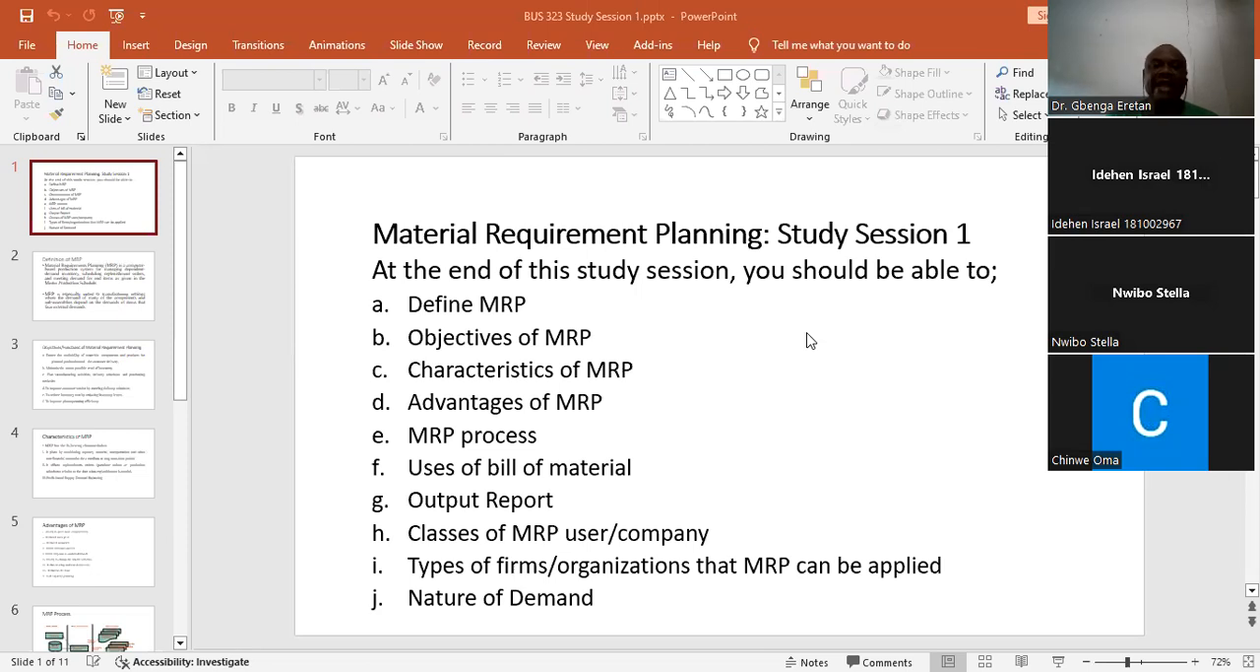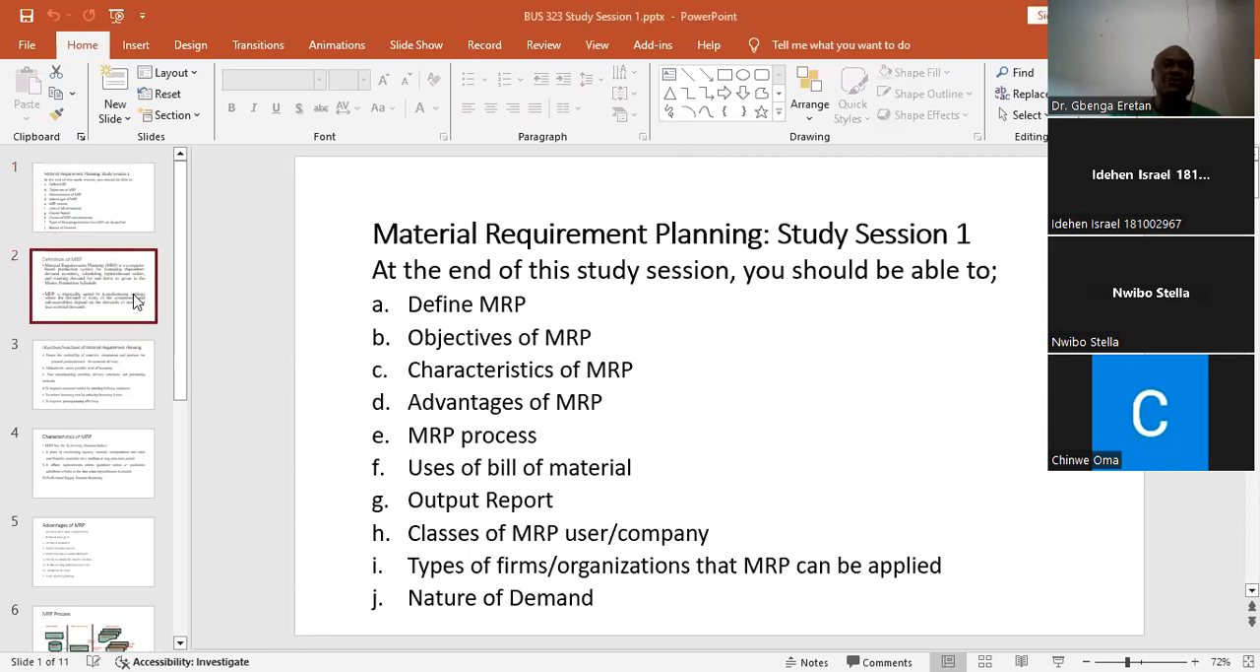We should be able to highlight the characteristics of MRP and state the advantages of MRP. Also, we are going to look at MRP processes, uses of bill of material, output report, and classes of MRP users in companies. We will look at the types of firms or organizations where MRP can be applied. Lastly, we will look at the nature of demand. These are what we are expected to know and take note of at the end of the class.